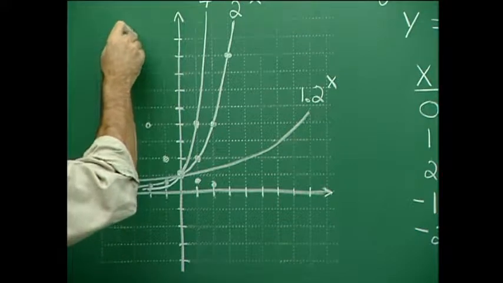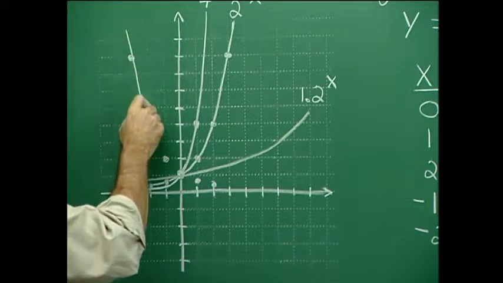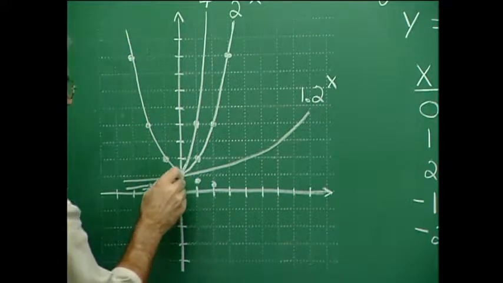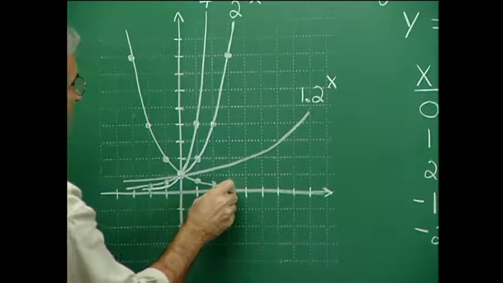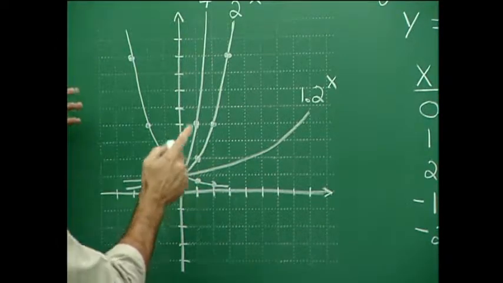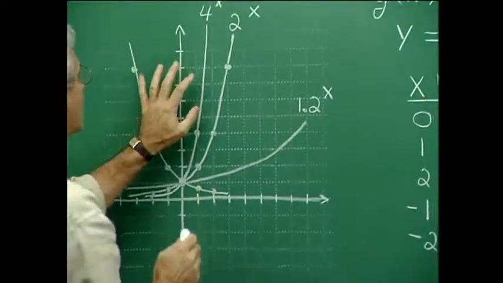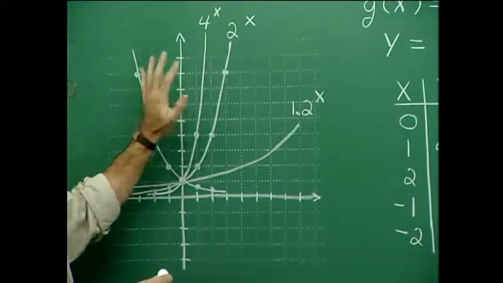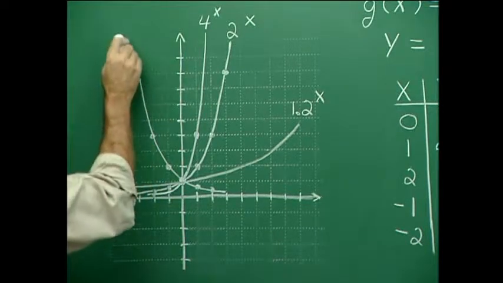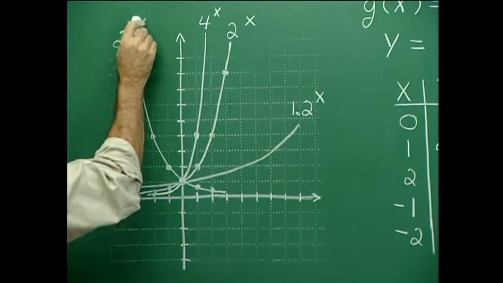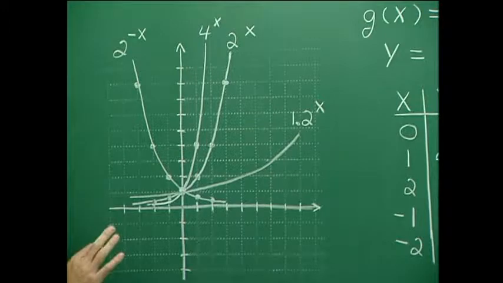And the graph looks like this. You may notice that this is a reflection of our first graph. That is, here was our first graph, and if we reflect it in the y-axis, then it imprints right here. So this is 2 to the negative x power. Now, why is that happening?